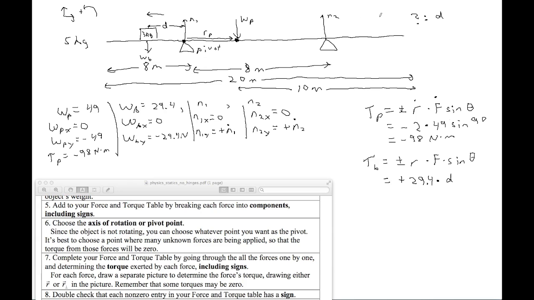Let's see. I erased the question here, but the question is, what distance does this have to be when the plank just starts tipping, right? All right. So then the torque of the weight of the box is positive 29.4 D.